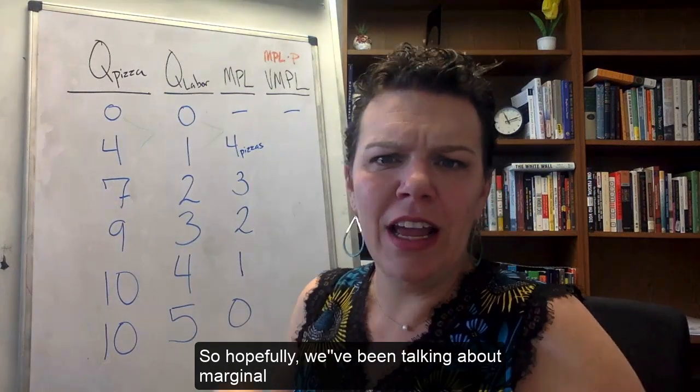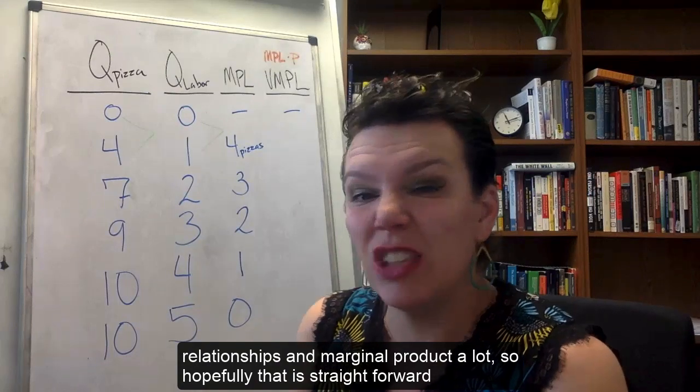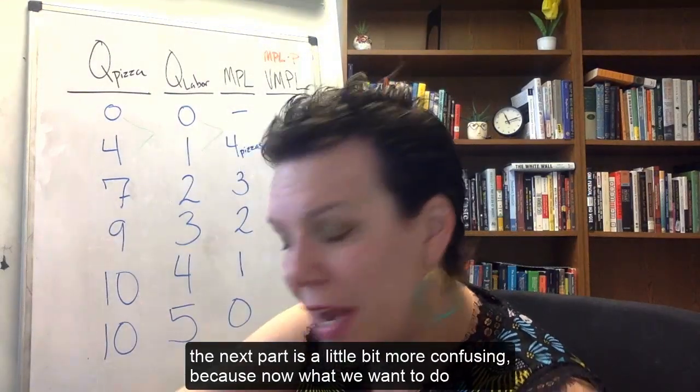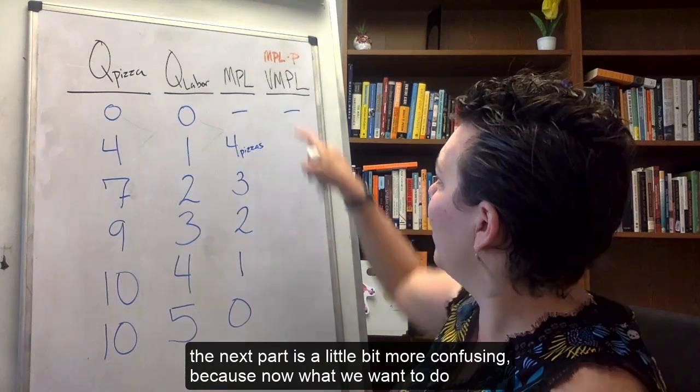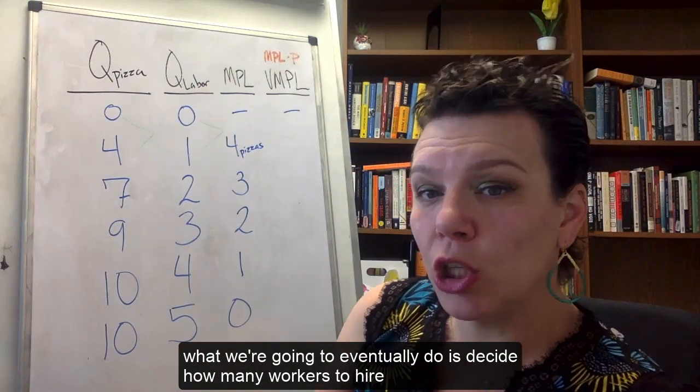We've been talking about marginal relationships and marginal product a lot, so hopefully that part is pretty straightforward. The next part's a little bit more confusing, because what we're going to eventually do is decide how many workers to hire.